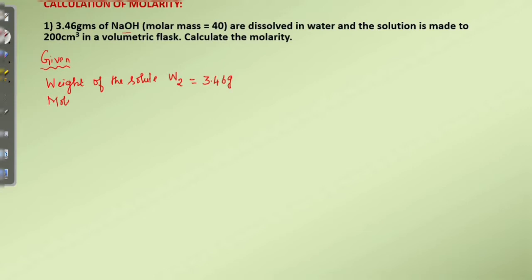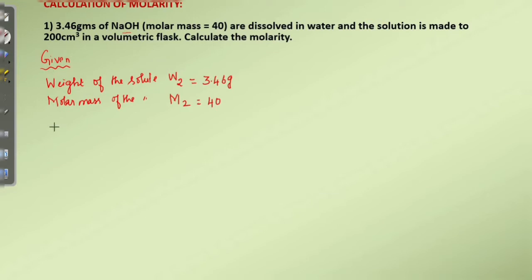Next, molar mass of sodium hydroxide is given. The molar mass of the solute, that is M2, is given. M2 is equal to 40. It is dissolved in water, so the name of the solvent is also given, and the solution is made up to 200 centimeter cube in a volumetric flask.